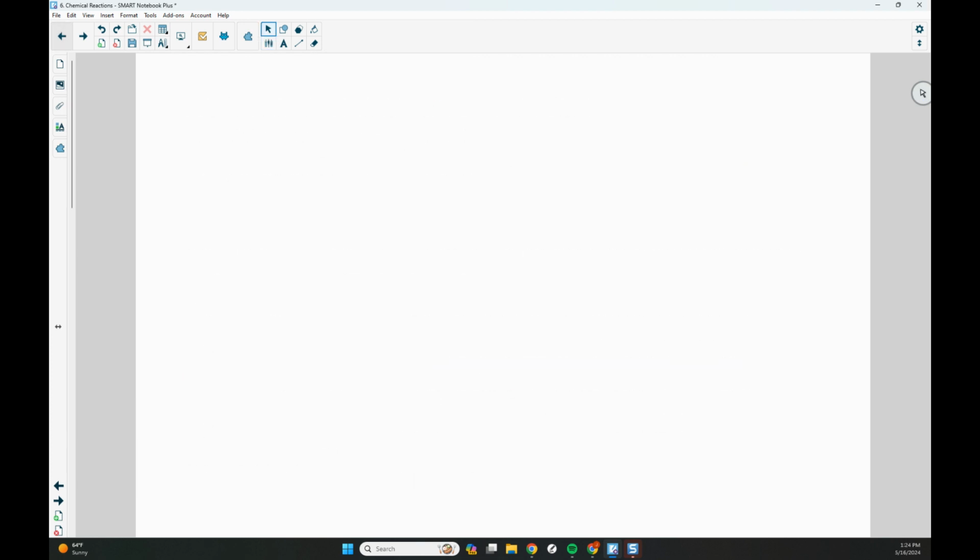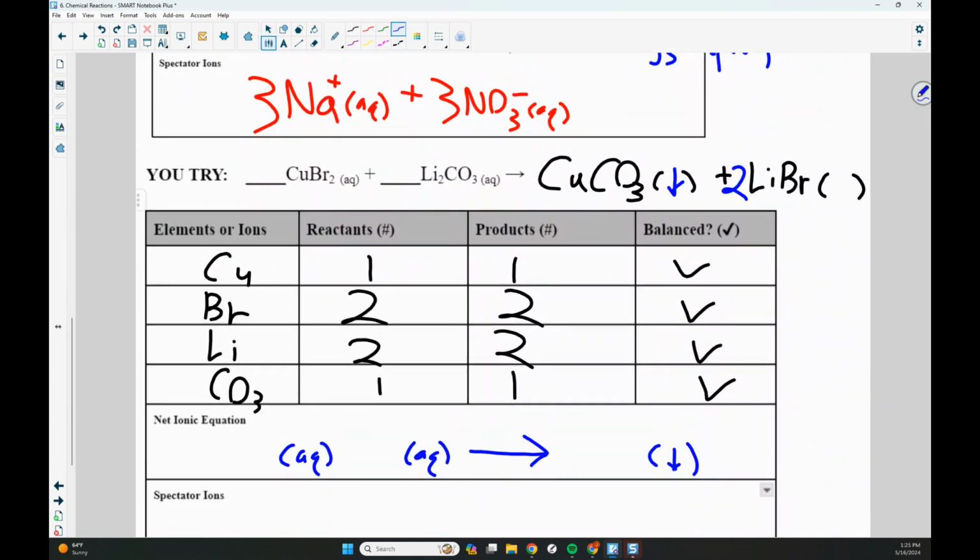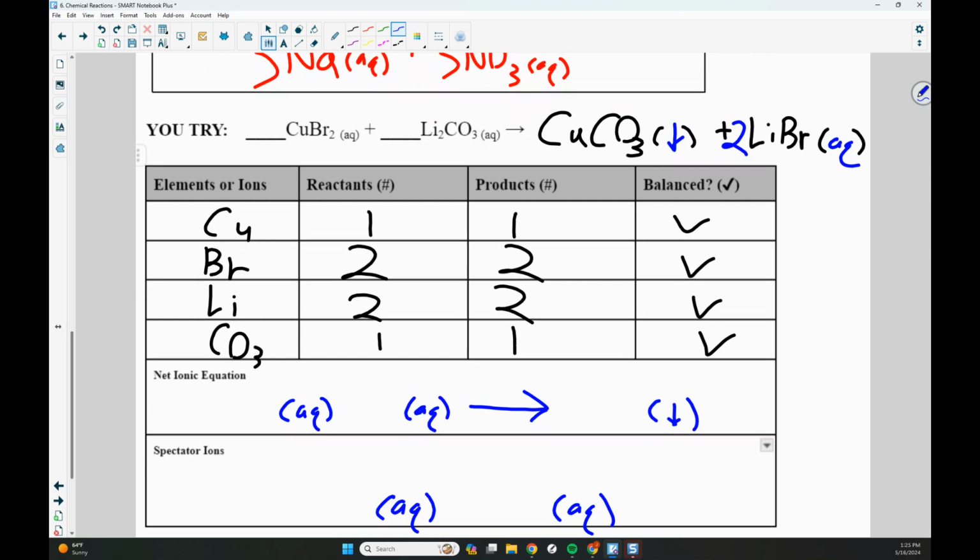So let's go back to the equation now. And we can fill this in. This is our solid. This is our aqueous. So the net ionic equation is going to be those parts that formed the solid only. It's going to be the copper and the carbonate. So let's write that in here. We have Cu plus 2, and I just have one of those. And then I have carbonate minus 2, again, 1-to-1 ratio, and they form copper carbonate.